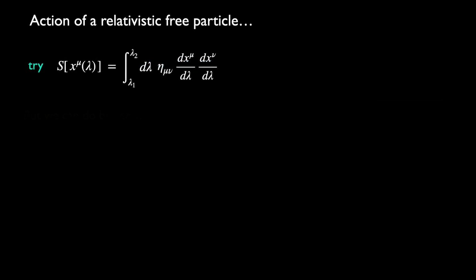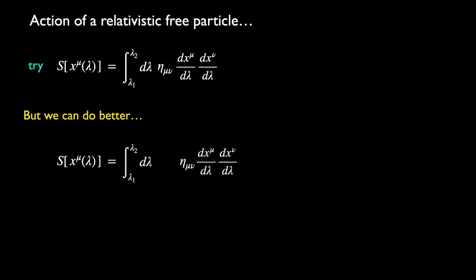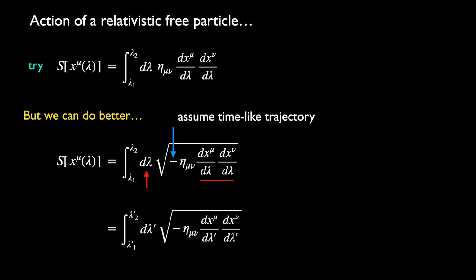But we can do better than this. Let's take a square root. Assuming that the trajectory is time-like, we must include a minus sign, so that we are taking the square root of a positive quantity. The reason for taking a square root is so that d lambda in the denominator will be of the same power as d lambda in the numerator. In this way, our action will be invariant under the change of curve parameter.